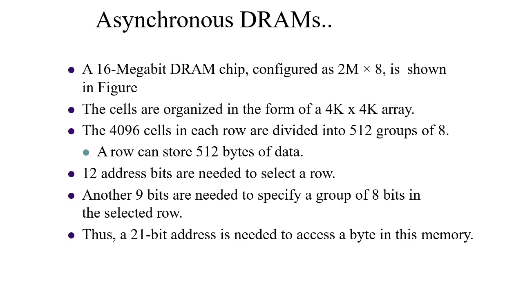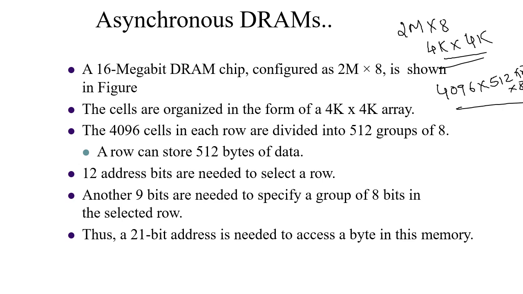In this slide, we will look into a 16 megabit DRAM chip. 16 megabit can be written as 2 mega into 8 bit. So here the cells are organized in the form of a 4K into 4K array. So the 4096 cells in each row are divided into 512 into 8. So it becomes 4096 by 512 into 8 bit. So this is how the arrangement is.